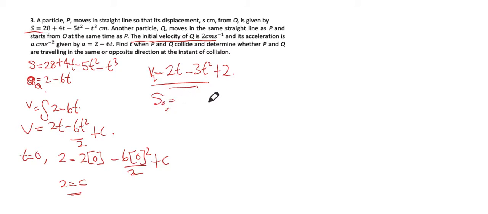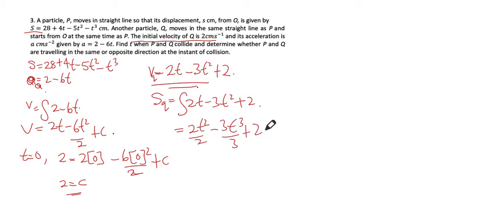So S for Q will be integrating v, which is 2t minus 3t squared plus 2. So what I have here is 2t squared over 2 minus 3t cubed over 3 plus 2t, and then plus c. So from here s equals t squared minus t cubed plus 2t plus c.